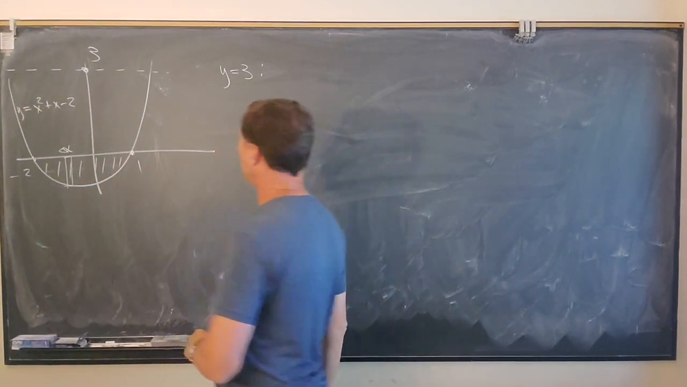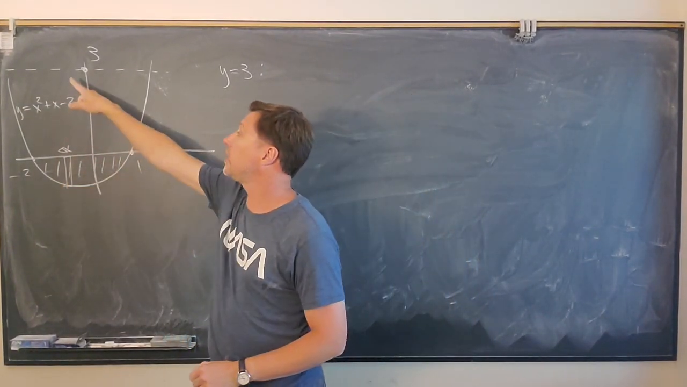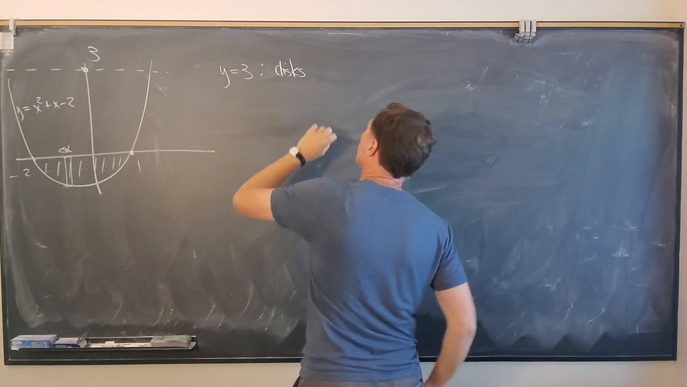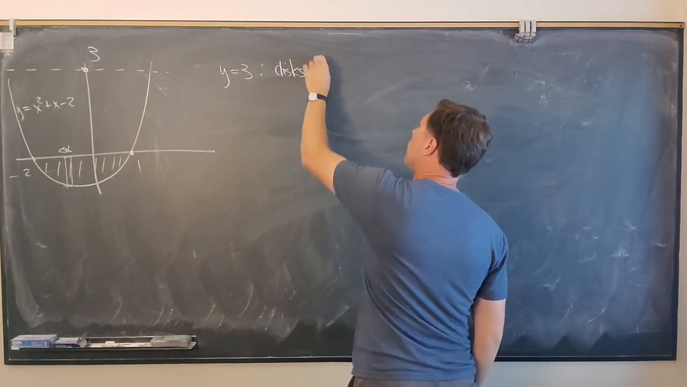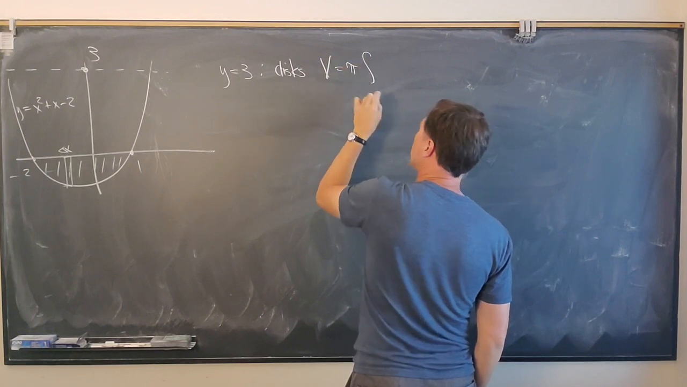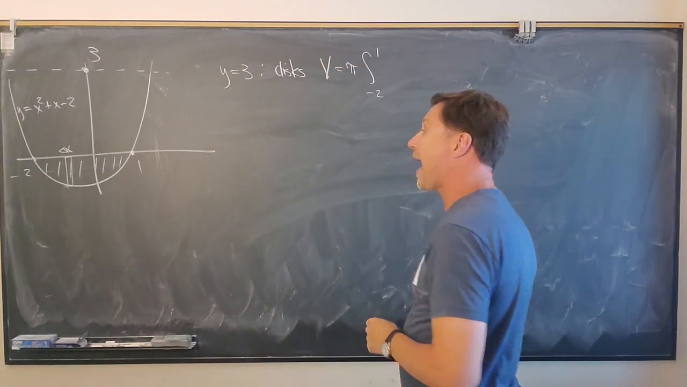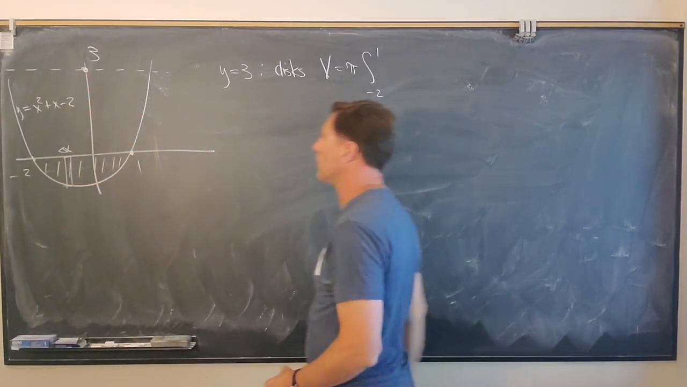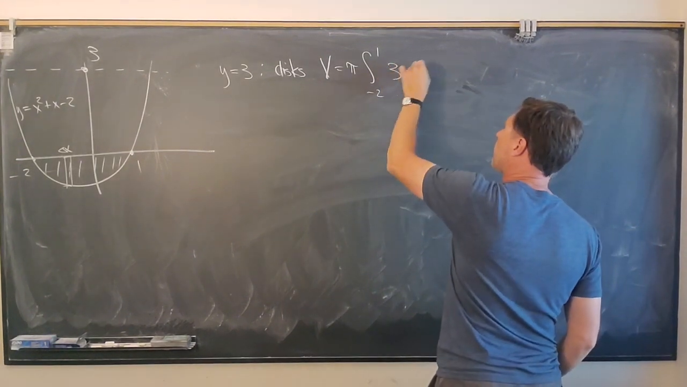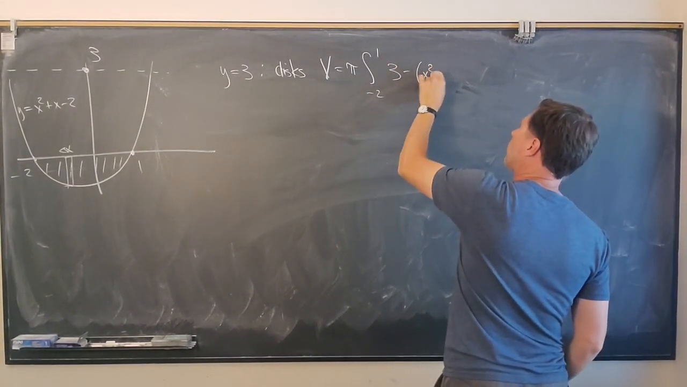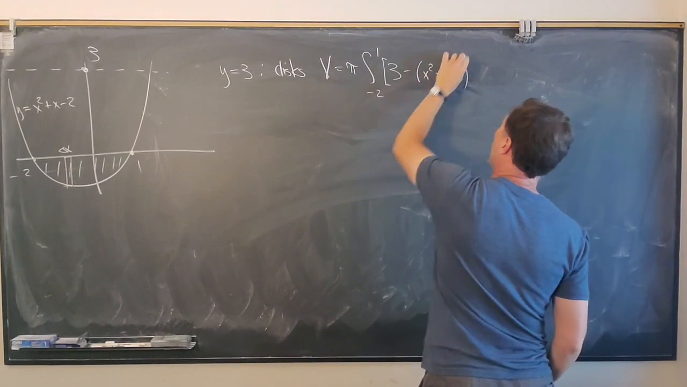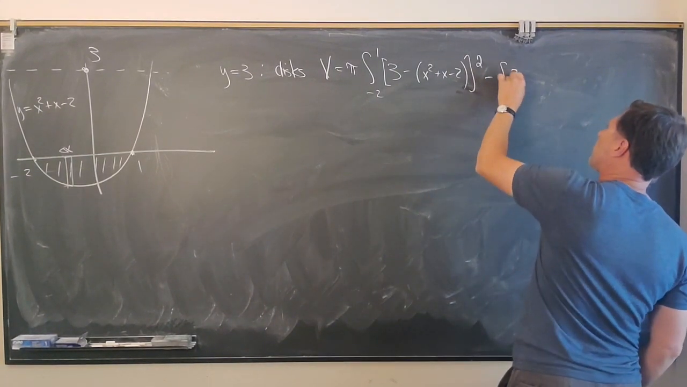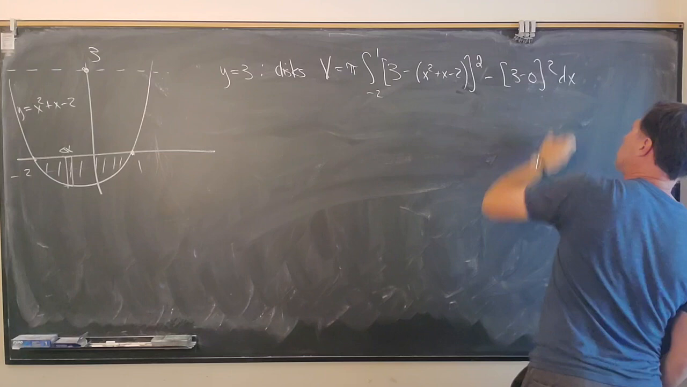So if we go about the line y equals 3, our rectangles are perpendicular to the axis. That means that we're using the discs, so the disc method. So discs, the volume is equal to pi times integral from -2 to +1 of outer solid minus inner solid. Now the parabola determines the outer solid. So this is going to be 3 minus (x squared plus x minus 2), all that squared. And then we subtract away the inner solid, which will be 3 minus 0 squared dx.